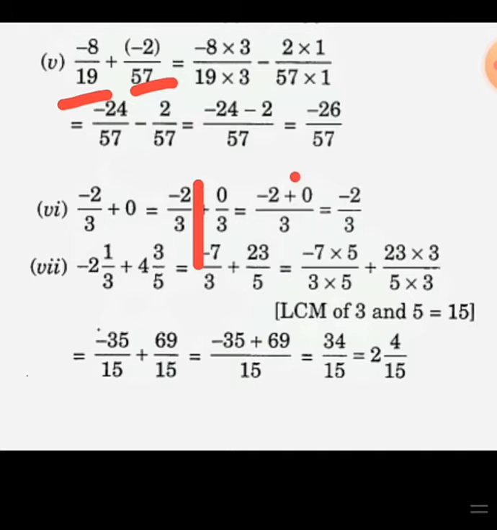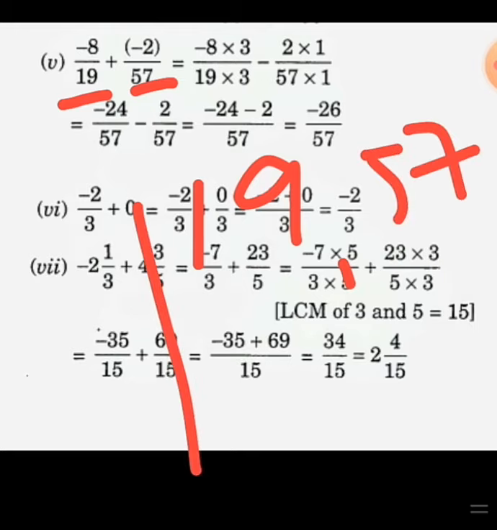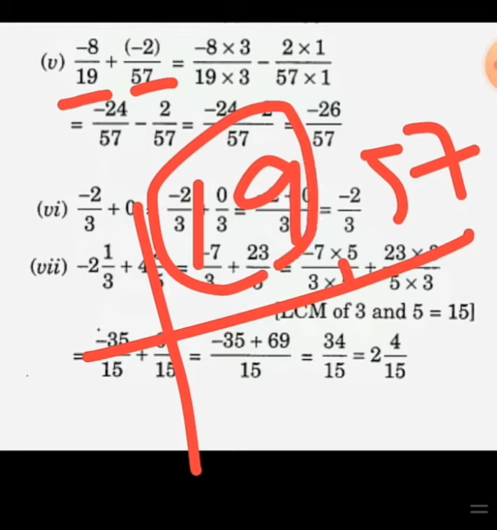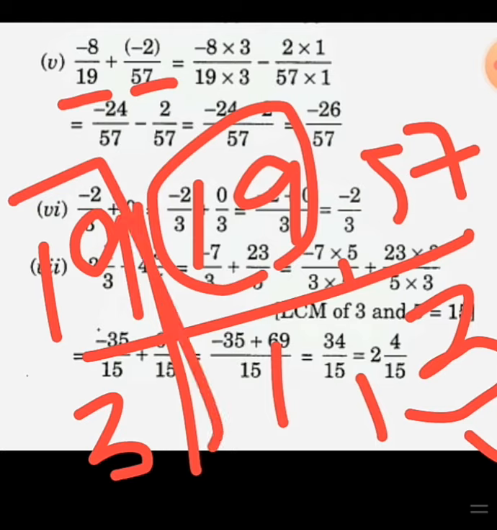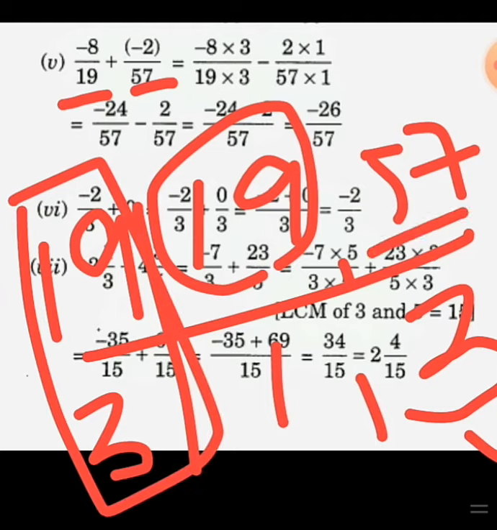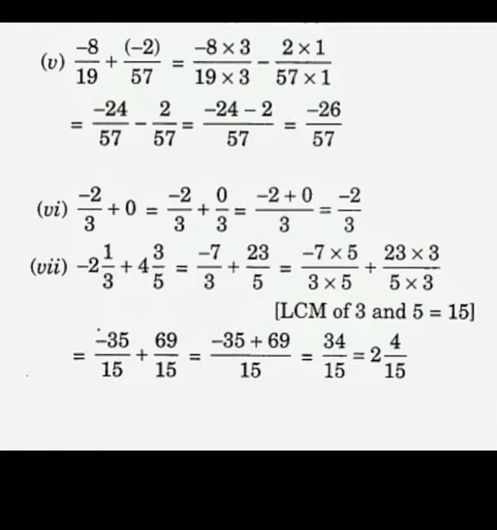If you don't know it orally, you can do it like this. 19 will not come in any table, it is a prime number. So we have to start with 19's table. 19 ones are 19 and 19 threes are 57. Now in the next step we will take 3 ones are 3. So these both we will multiply, so our final answer for the LCM will be 57.